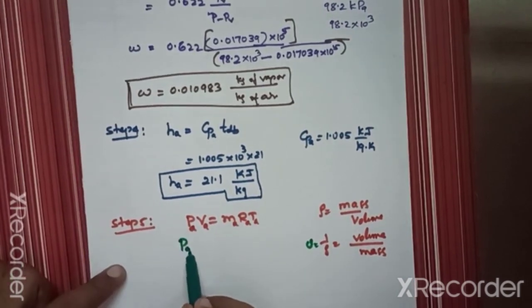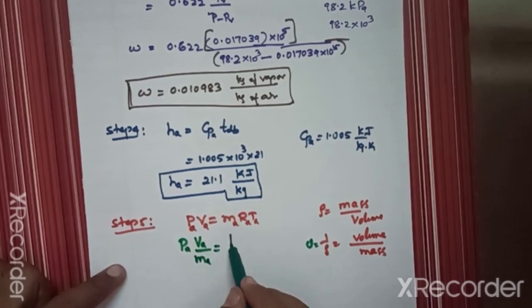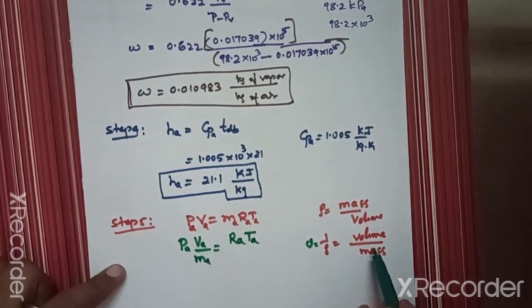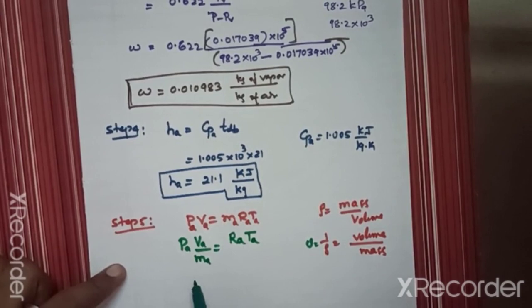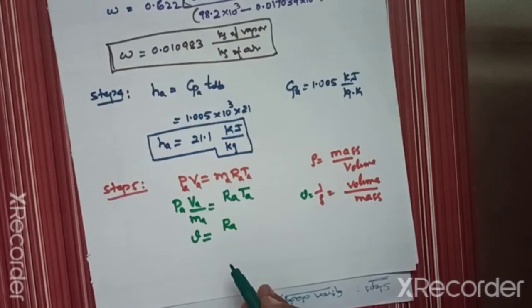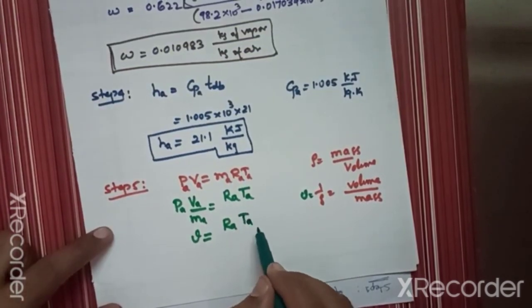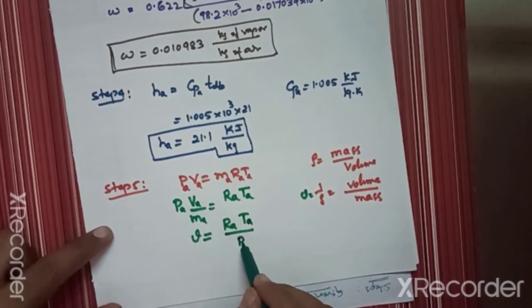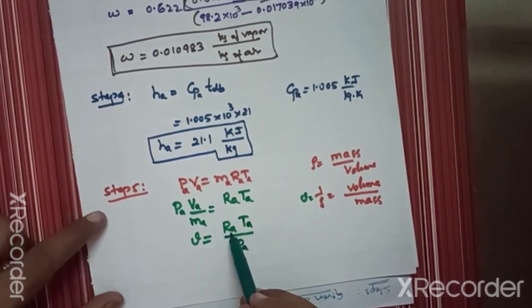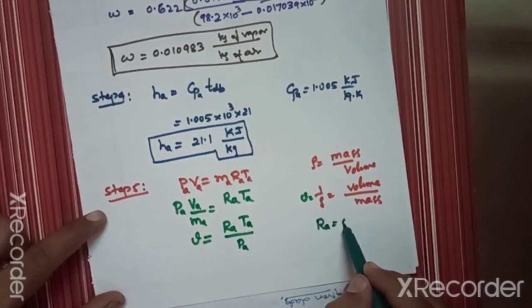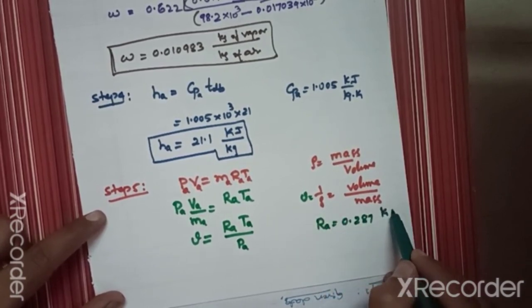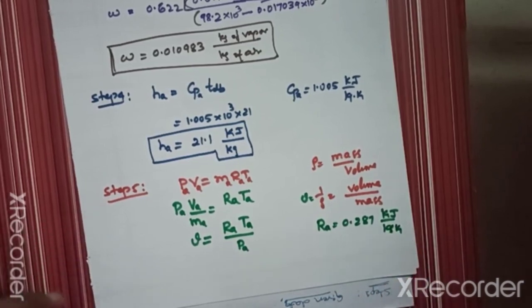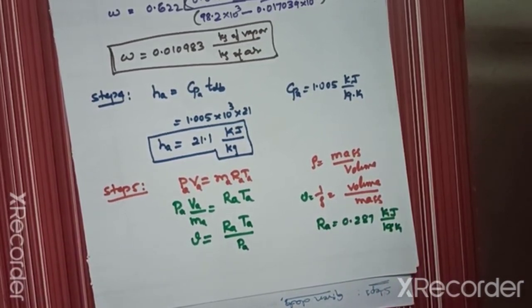So here pressure of the air as it is, volume of the air, this mass I will take in the denominator of the left hand side is equal to gas constant of the air multiplied by temperature of the air. So volume divided by mass is 1 by rho, that is specific volume. So I will write specific volume like this, and RA and temperature of the air as it is divided by this pressure of the air I will take in the denominator. And the gas constant of the air, that is standard value, it is 0.287 kilojoule per kg Kelvin. This is the standard value of RA, that is gas constant.